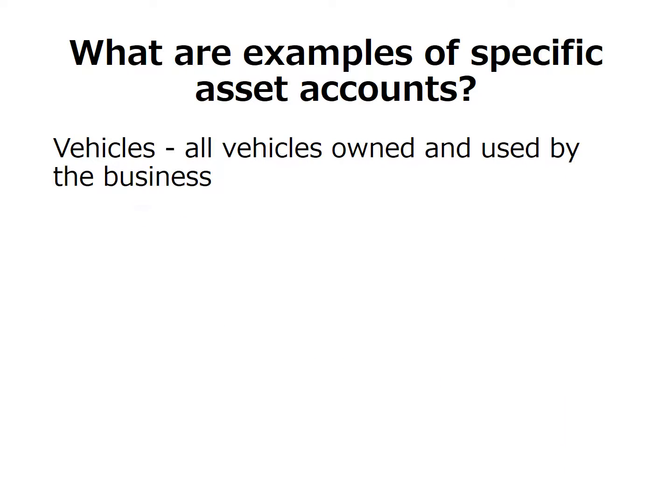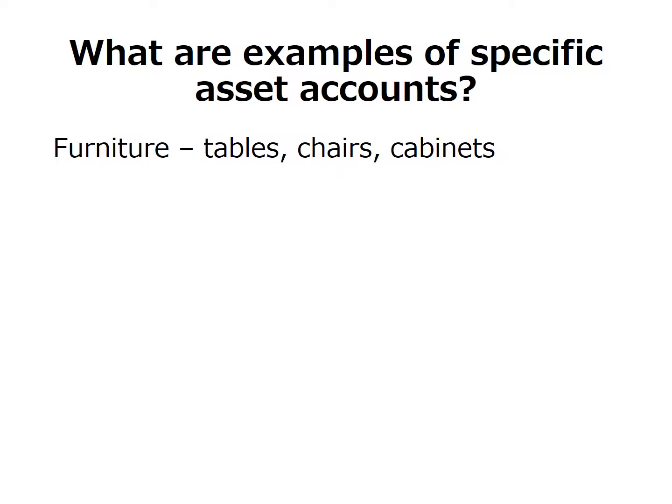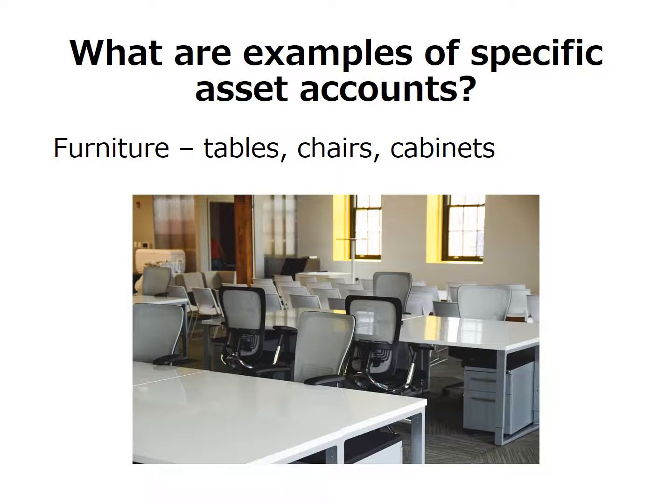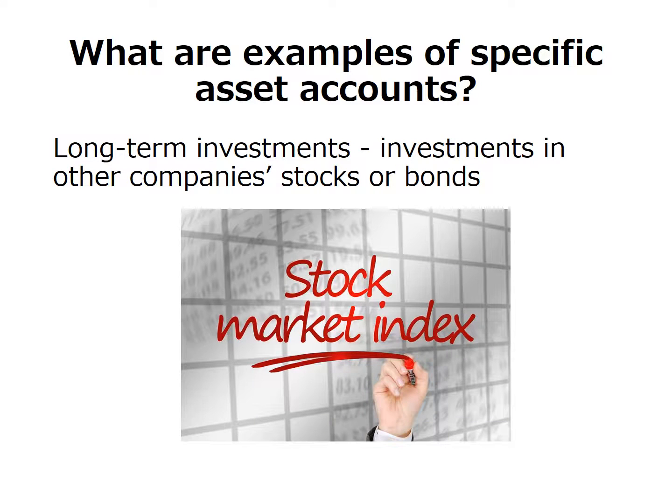Vehicles are all vehicles owned and used by the business. Personal vehicles of the owner are not recorded as vehicles of the business. Furniture refers to the tables, chairs, and cabinets. They should be used in the business operations. Long-term investments are investments in other companies' stocks or bonds. These are like short-term investments that we discussed in the current assets category. However, they can be converted into cash beyond 1 year.